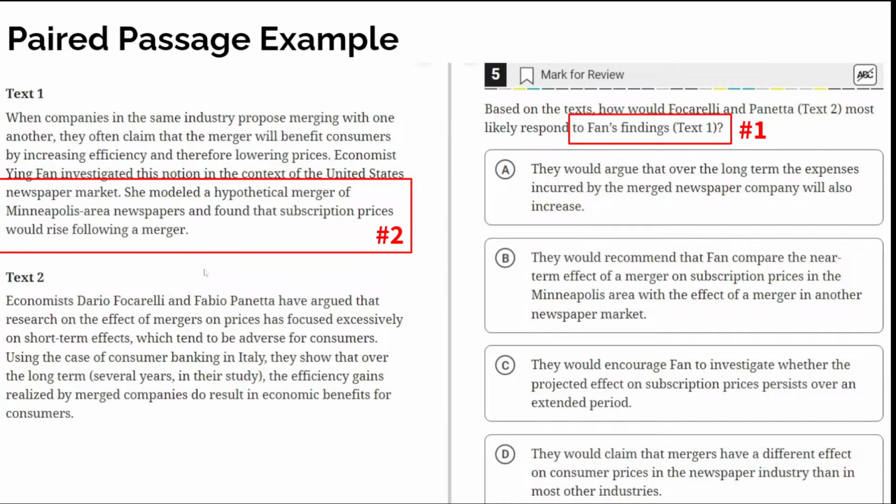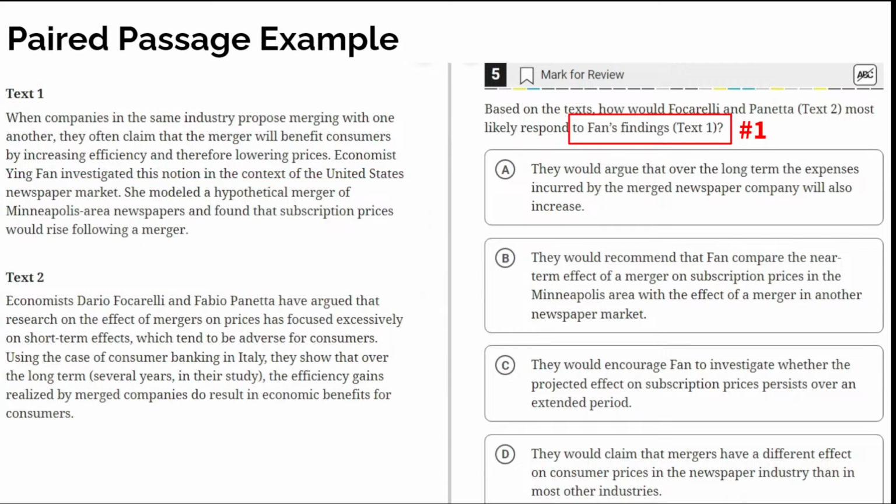So she modeled a merger of newspapers, found that subscription prices would rise following a merger. Okay, so if companies merge, the price goes up for the consumer. That's the thing that matters here. So now all I've got to figure out is what would these other two people say about it. So I'm just going to go over here and see, all right, they've argued that research on the effect of mergers on prices has focused excessively on short-term effects, which tend to be adverse. Okay, so right there, I understand that what they're trying to tell me is that the effect that the previous person was talking about, the fact that the subscription prices would rise, are short-term effects. So all I need is an answer that addresses that problem.